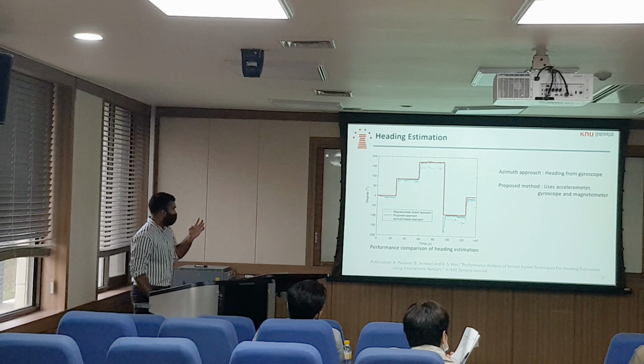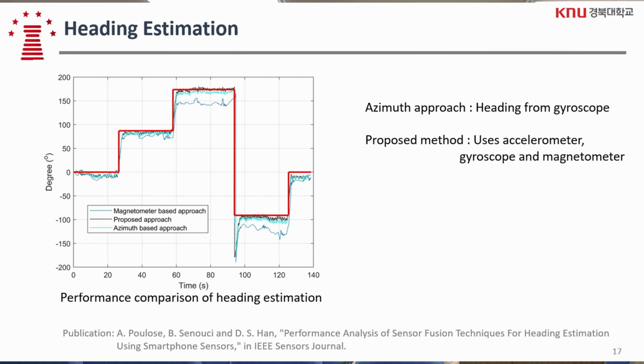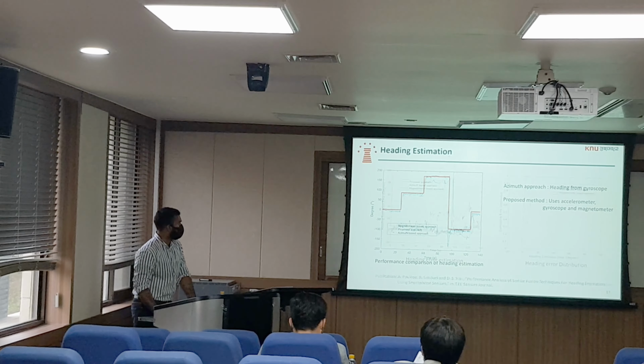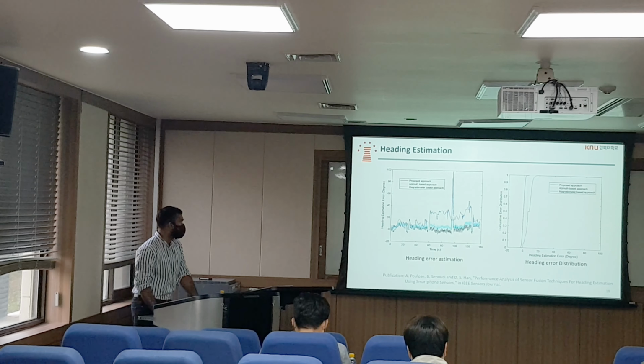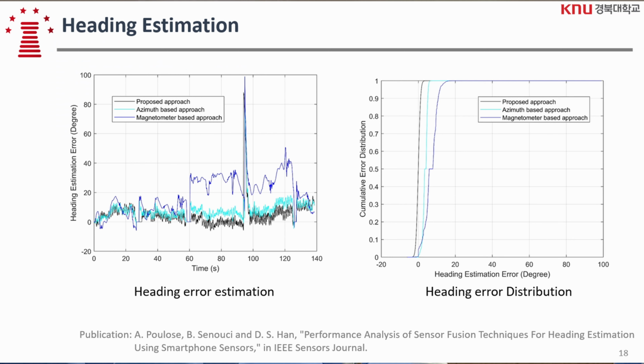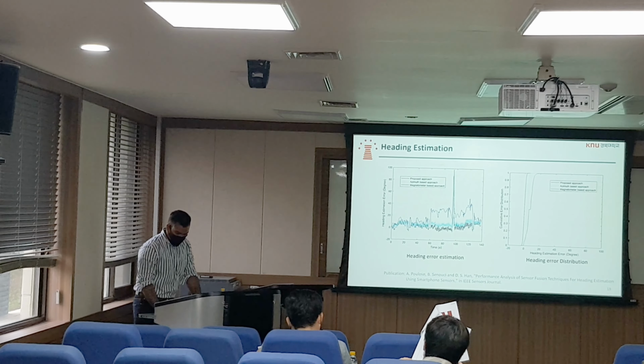In our proposed heading approach, we combined gyroscope and magnetometer data together to reduce the sensor errors. Our proposed approach reached significant improvement in heading error as compared to conventional approaches. Here are the heading error estimation and the cumulative error distribution. We compare our proposed heading approach with the azimuth-based approach, where the Z value of the gyroscope data is considered the heading, and also the magnetometer-based approach.